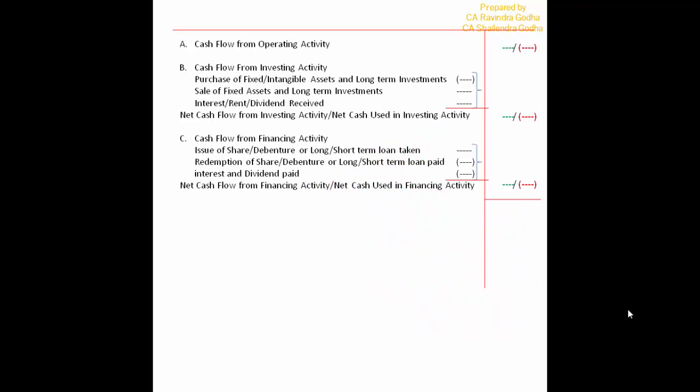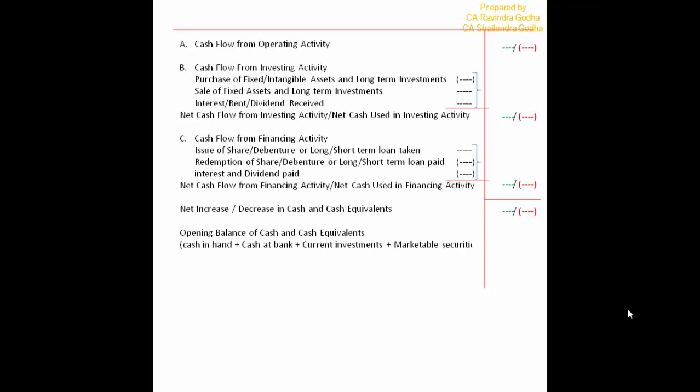Now the total of all these items A, B and C, meaning operating activity, investing activity and financing activity, is written as net increase or decrease in cash and cash equivalents. If it is a positive value, then it is a net increase in cash, and if negative, a net decrease in cash and cash equivalents. And to it we add the opening balance of cash and cash equivalents. Cash and cash equivalents means cash in hand plus cash at bank plus current investment or marketable securities. It is always a positive value, and after it we get the value of the closing balance of cash and cash equivalents, meaning the closing balance of cash in hand, cash at bank, and current investment or marketable securities.